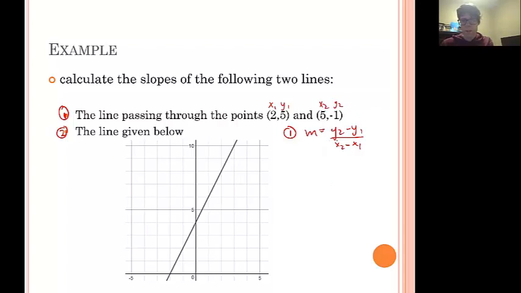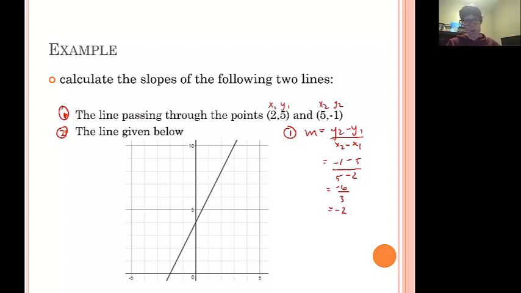Now I can make a substitution into my formula. We have y2 is -1, y1 is 5, x2 is 5, and x1 is 2. So just simplifying this, we get -6 over 3, for a slope of -2.